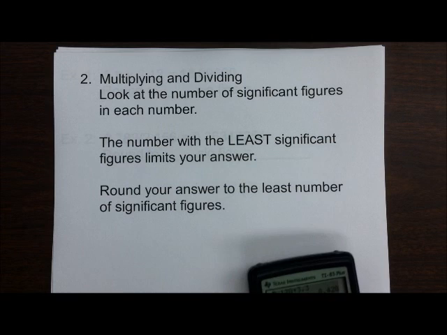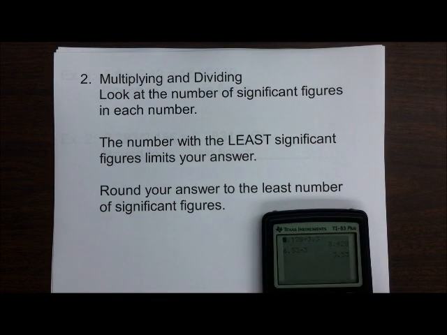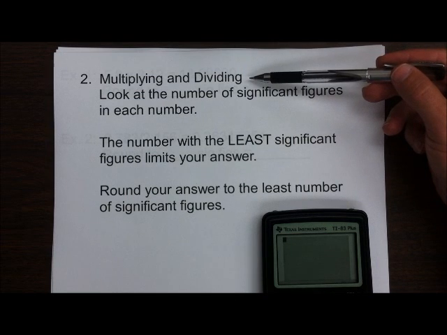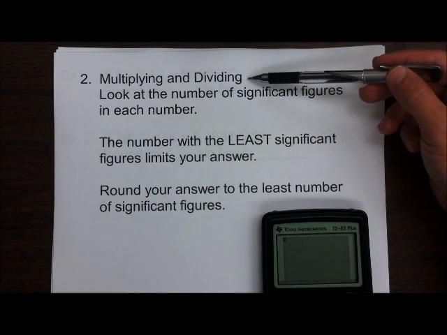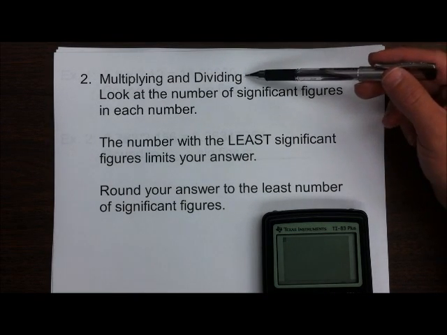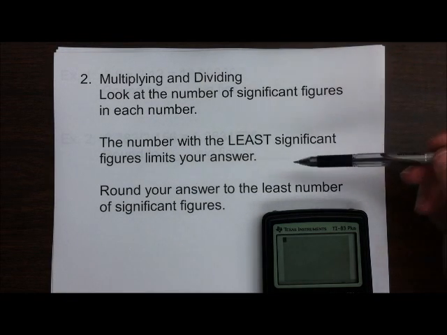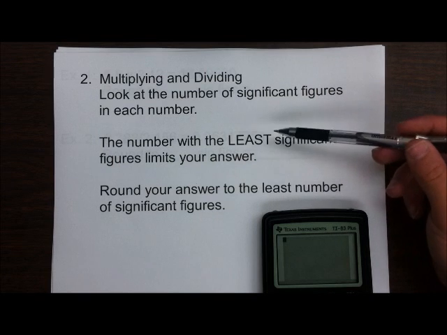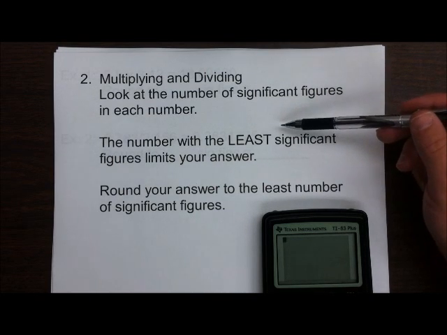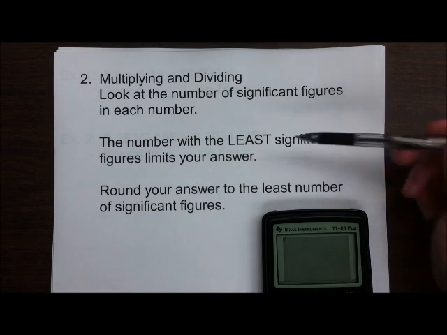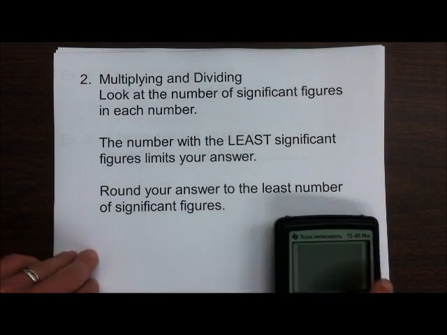So whereas adding and subtracting dealt with decimal places, multiplying and dividing are going to count sig figs. This is because you can't line up the multiplication and division problems like you can the adding and subtracting. So in multiplying and dividing a number and then rounding, you want to round to the least number of sig figs.